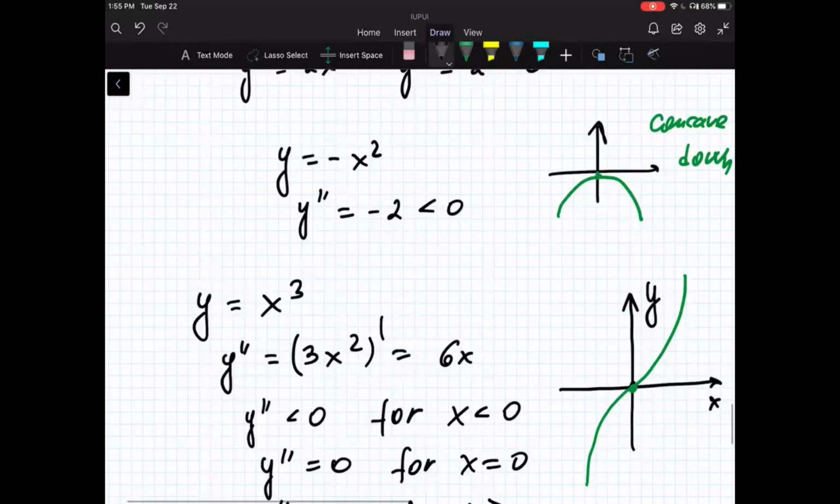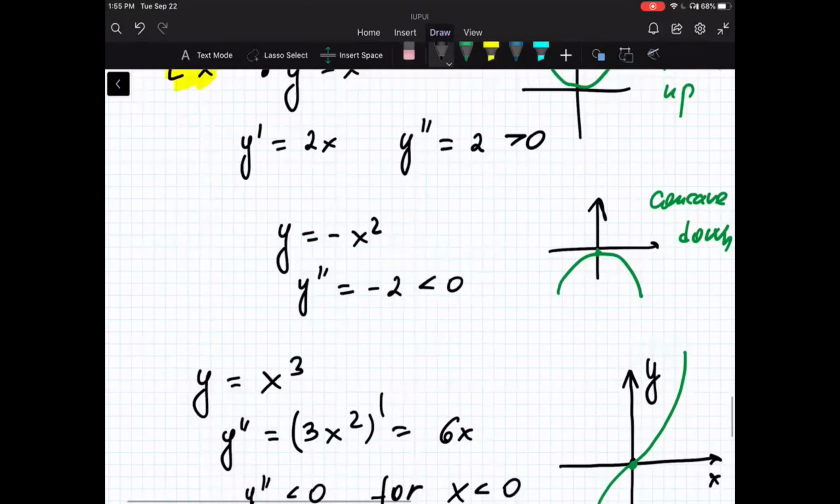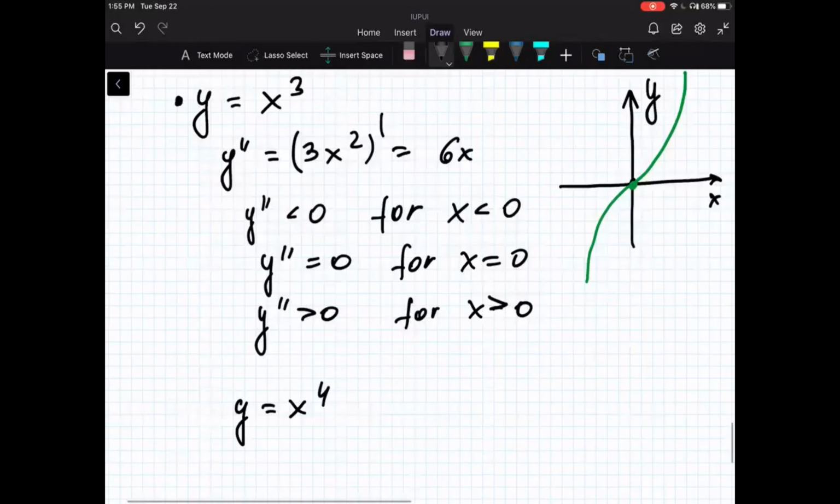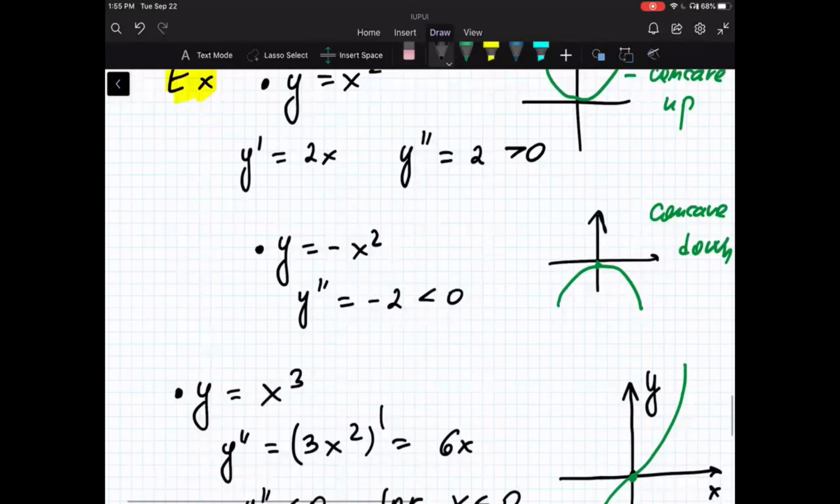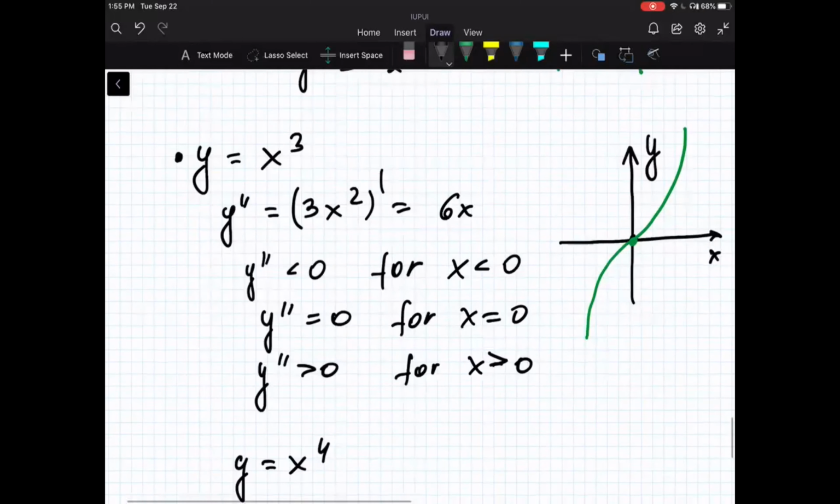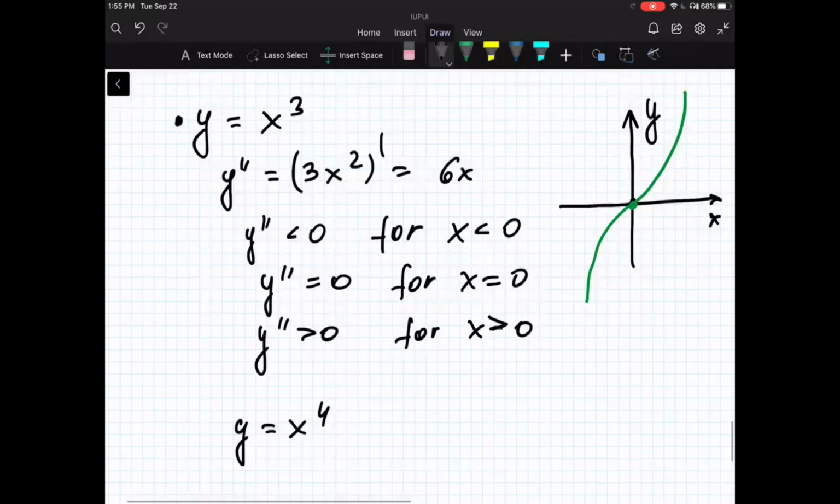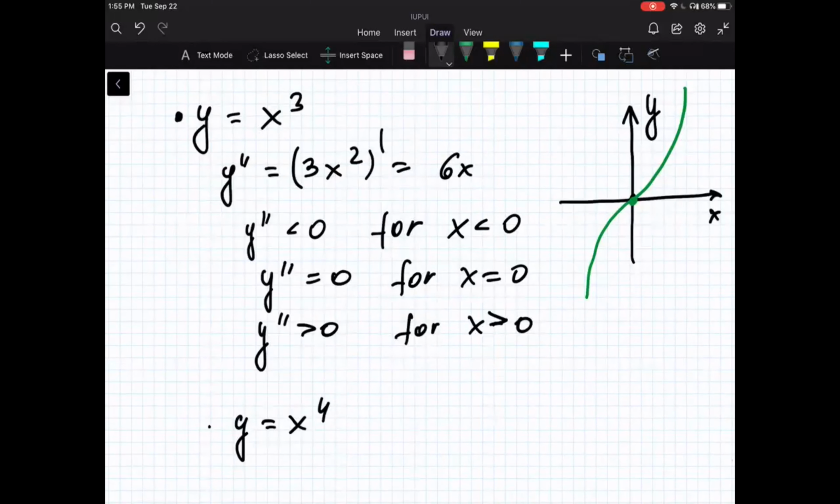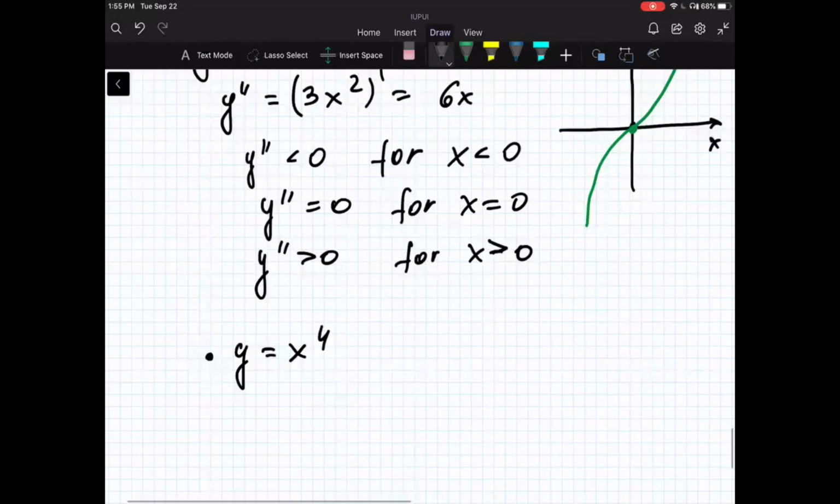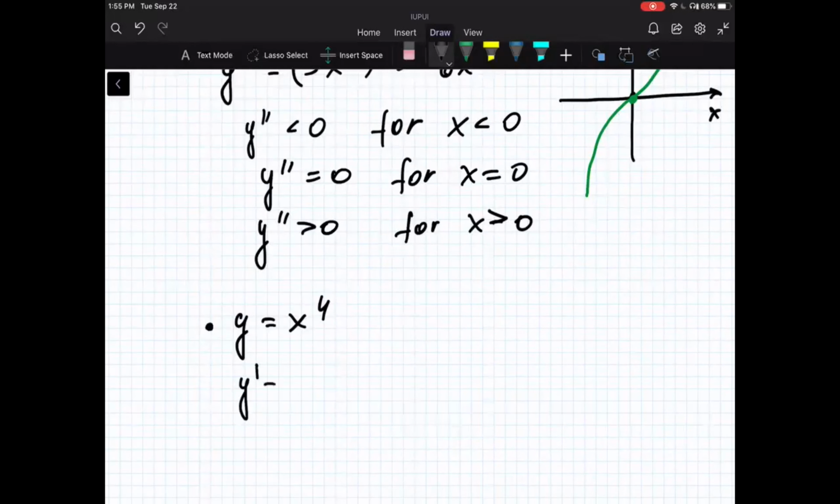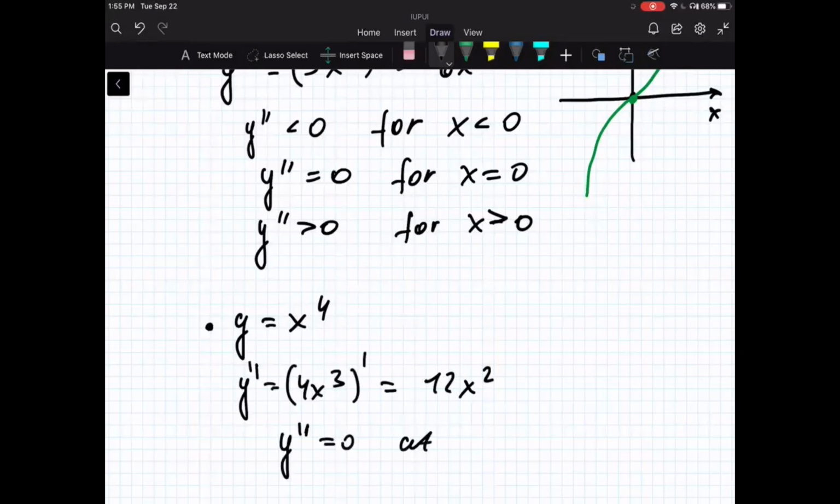So the first example was concave up, the second example was concave down, and the third example was x cubed, where you have concave up and concave down, and an inflection point at x equals 0. And this example, y equals x to the power 4, will give me what? y prime is 4x cubed, and y double prime is 12x squared. So the second derivative will be 0 at x equals 0.